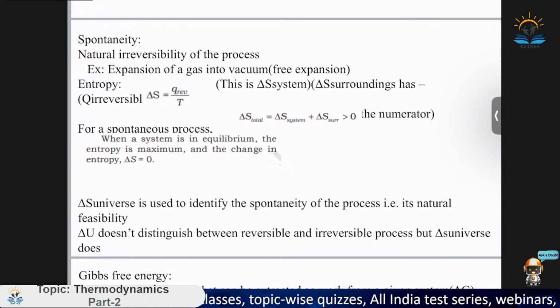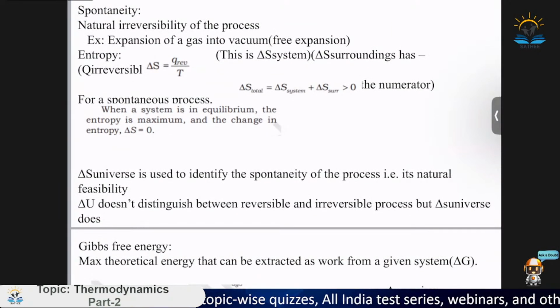Delta S universe is used to identify the spontaneity of the process, that is, its natural feasibility. Delta U doesn't distinguish between reversible and irreversible processes, but delta S universe does. The first law tells you whether the energy requirements are met. It can't say whether a process will happen, but if the process happens, the first law tells you its energy and parameters. To say whether the process happens or not, we introduce delta S.